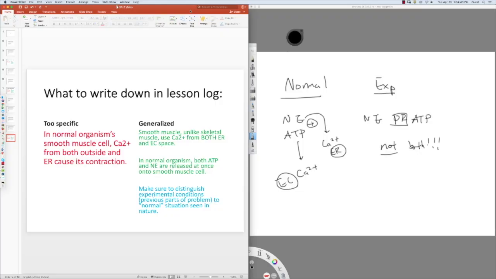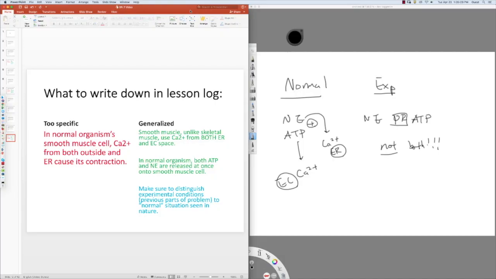And really, it's the fact that both ATP and NE are released at once onto the smooth muscle cell, right? And even then, you might ask, well, June, they might not even ask me about the ATP and NE combination, right? Then how am I supposed to take away a really generalizable lesson? And I think that's the last point here, and this is the main crux, the reason why I kind of missed.